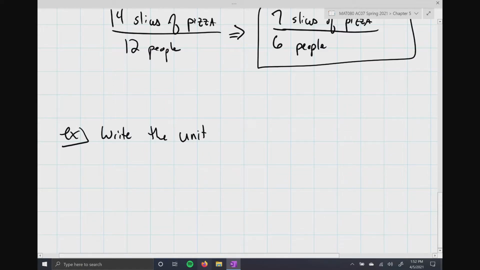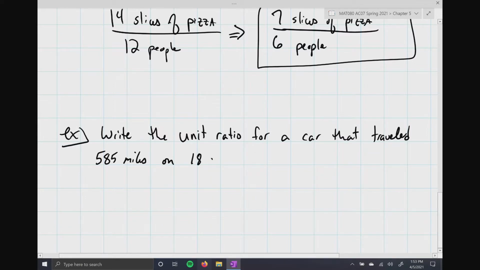And also pay attention to the words. Write the unit ratio for a car that traveled 585 miles on 18 gallons of gas.